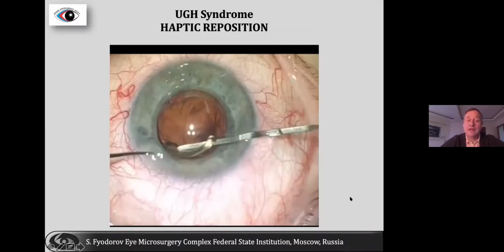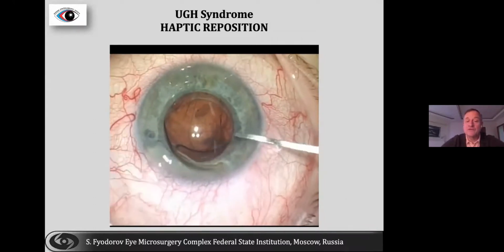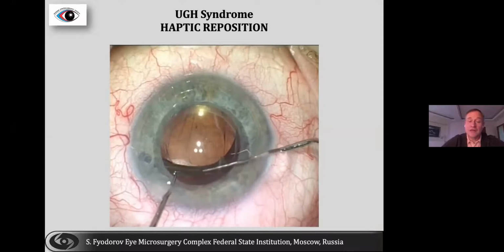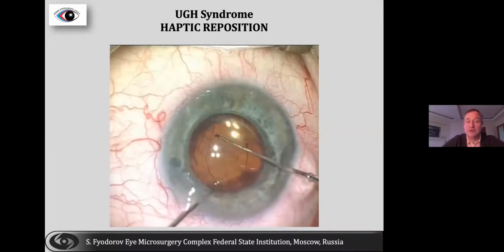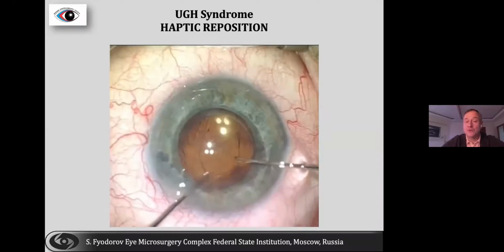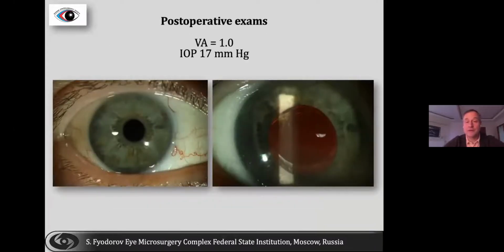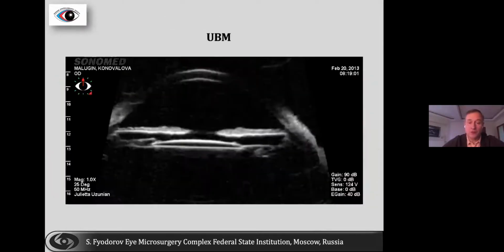However, some delicate maneuvers with viscodissection of the adhesions in between the anterior and posterior capsule allow you to place the lens optic properly into the capsular bag, and to resolve this issue. And that is the case which was successfully ended. The IOL was located completely in the capsular bag, no hyphema, and IOP was reasonably well controlled.